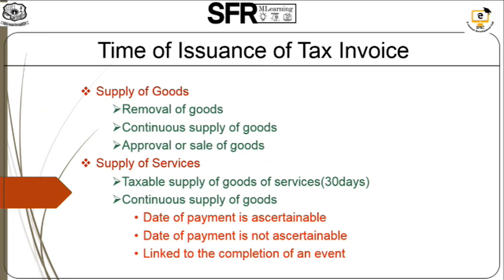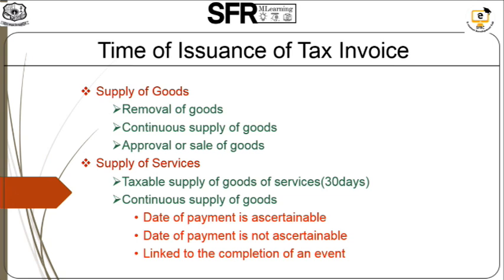Where the supplier of service is an insurer or a banking company or a financial institution including a non-banking financial company, the period within which the invoice or any document in lieu thereof is to be issued shall be 45 days from the date of supply of service.